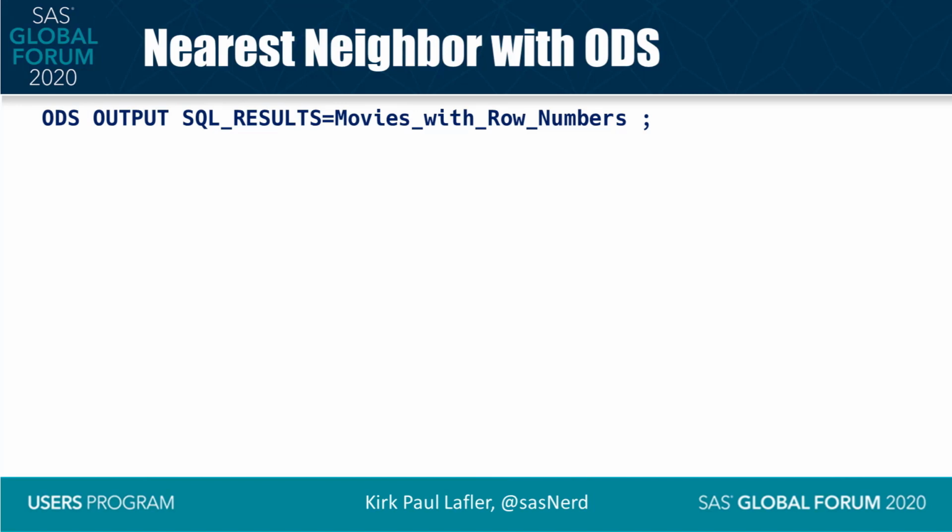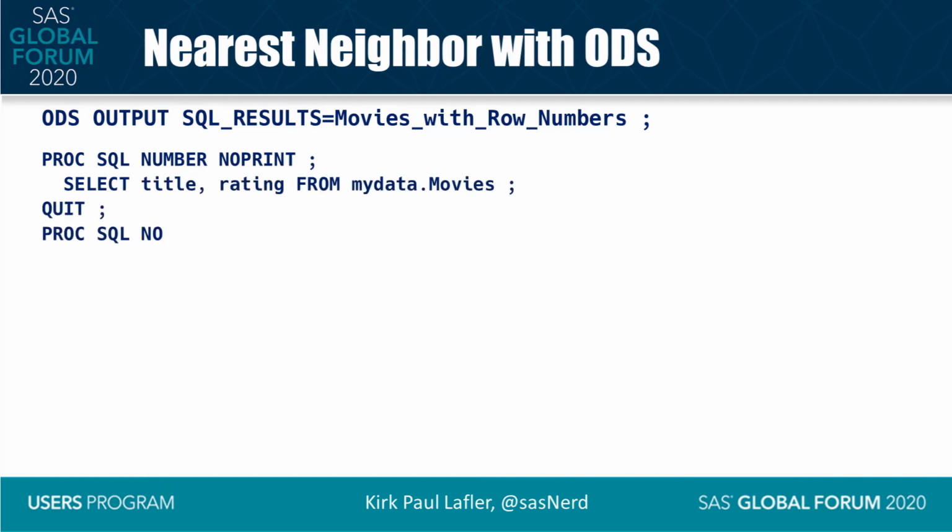So I'm very well aware that it's not always advisable to create rows of data that have row numbers. But if you want to emulate using this approach, I have to do it. I have to create row numbers. So I'm going to specify ODS output SQL results equals the user-defined table, movies with row numbers. And then I'm going to say PROC SQL number no print.